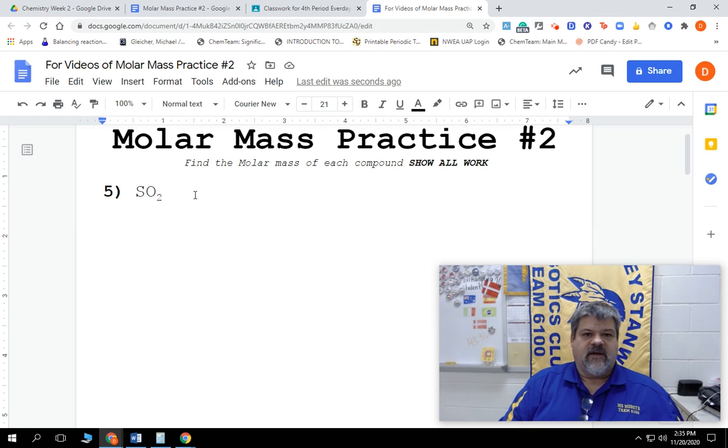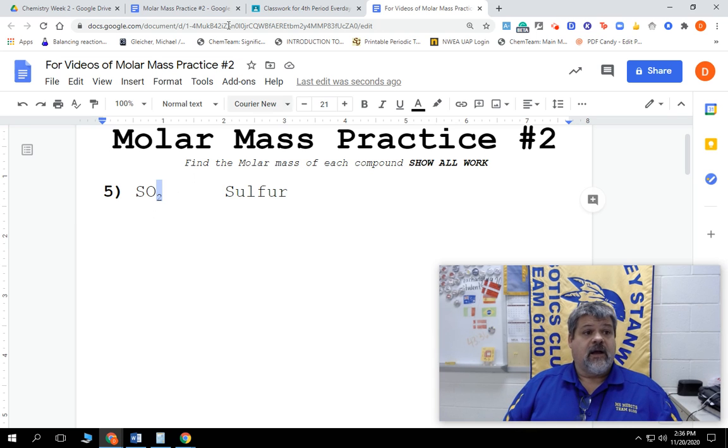We use a prefix to determine what the subscript is. The only thing that we do not do is use the prefix mono for the first one. So this is not mono sulfur. We're just going to say that it is sulfur, because that's what it is. And then we do the prefix for oxygen of whatever the subscript is.